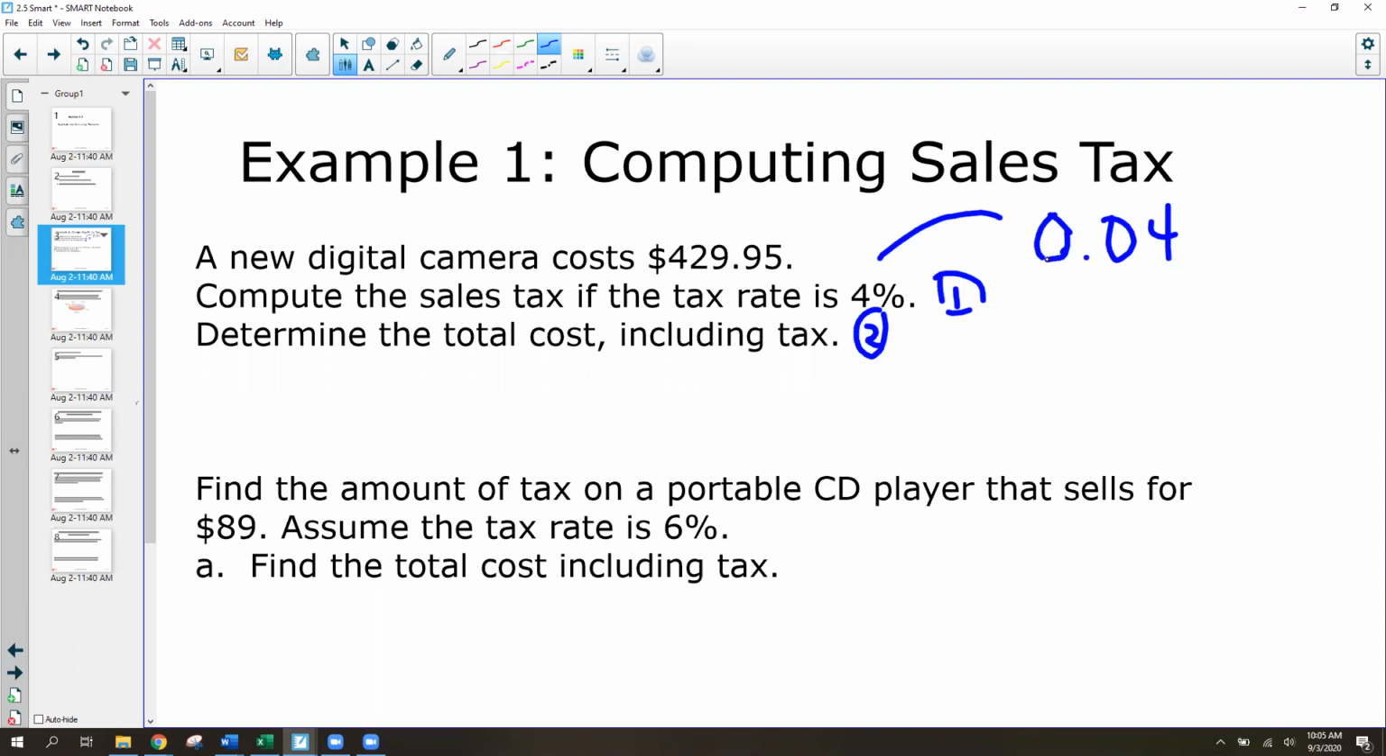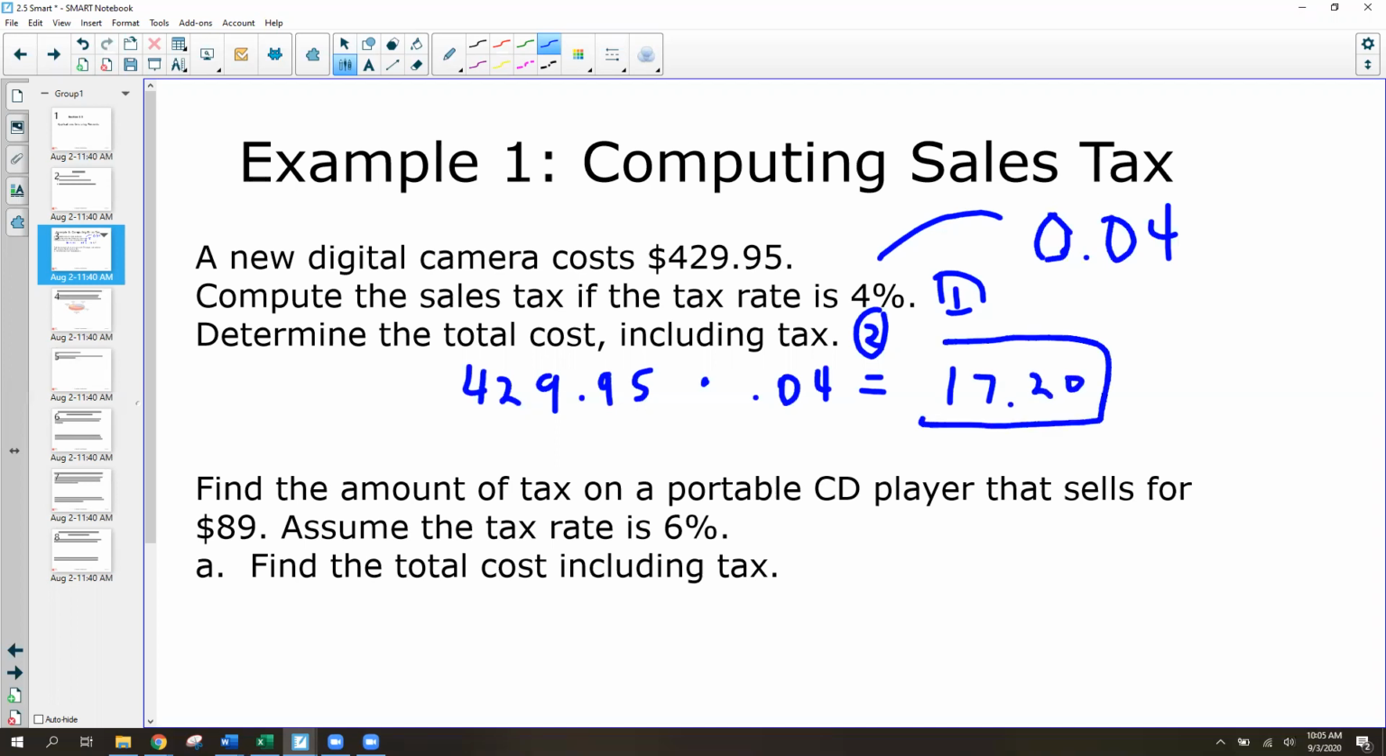0.4 is 40%, right? So to find the tax, all we're going to do is multiply. This is when having your handy dandy calculator is handy dandy. 429.95 times 0.04. You do that math, you get the amount of tax. That's 17.20. You're calculating that in your calculator, please, right?